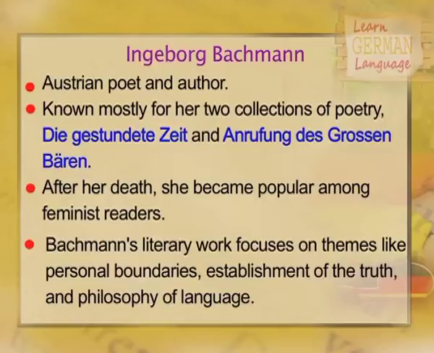Feminist scholars' engagement with her work after her death led to a great deal of scholarship that also drew attention to her prose work. Ingeborg Bachmann's work focuses on themes like personal boundaries, the establishment of the concept of truth, and the philosophy of language, also in the context of the Austrian philosopher Ludwig Wittgenstein. Bachmann's works represent the struggle of women to survive and to exist in post-war Austrian society.